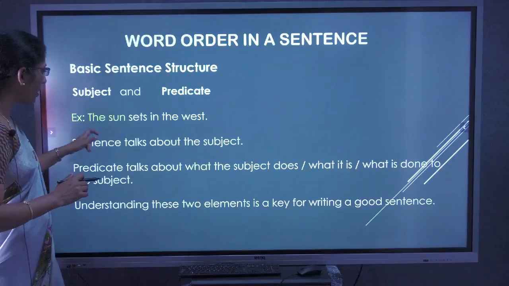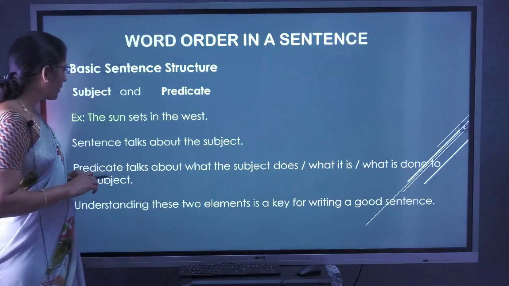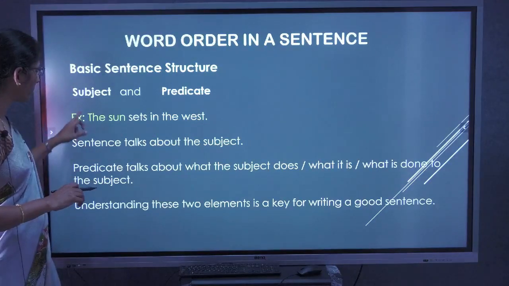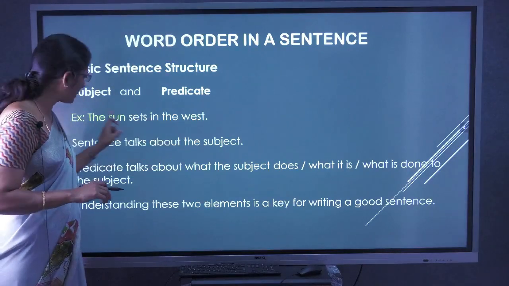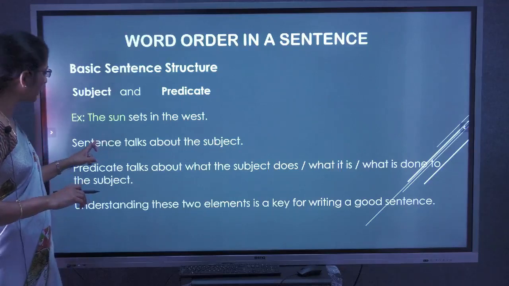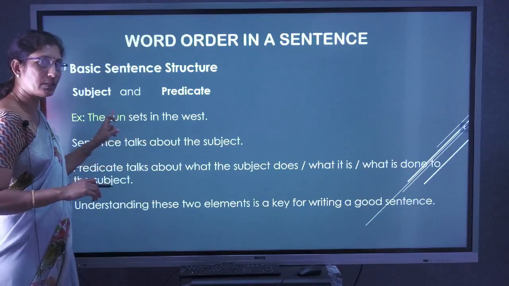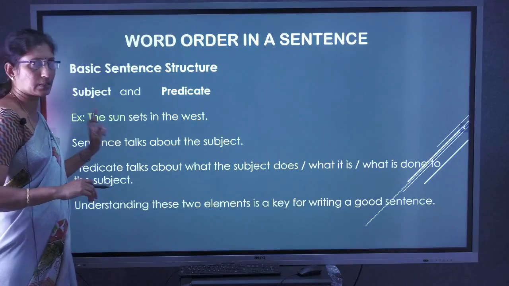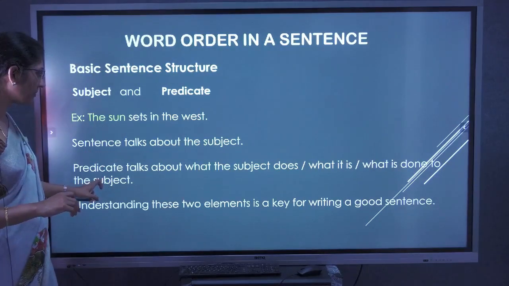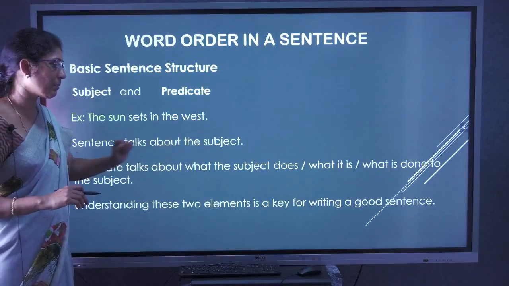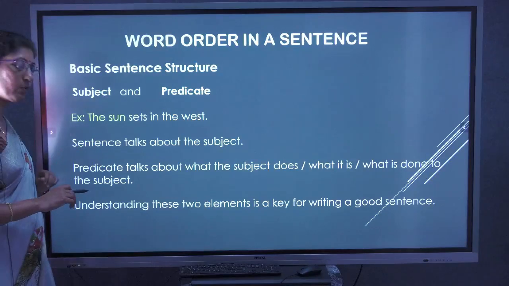Take the example, the sun sets in the west. If you see this one, a sentence talks about the subject. What is the subject here? The sun. So the sun sets in the west. So this sentence is talking about the sun. Predicate talks about what the subject does or what it is or what is done to the subject.